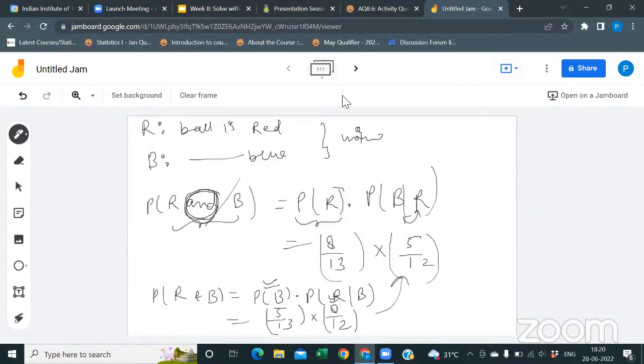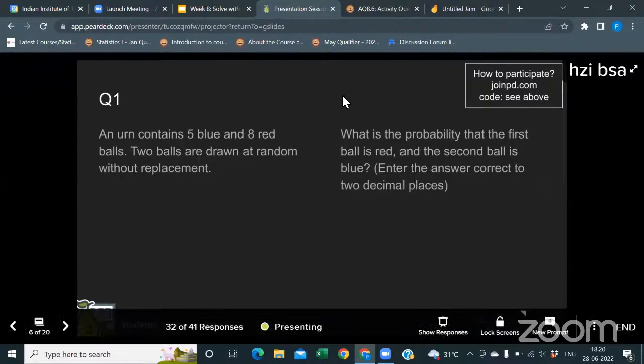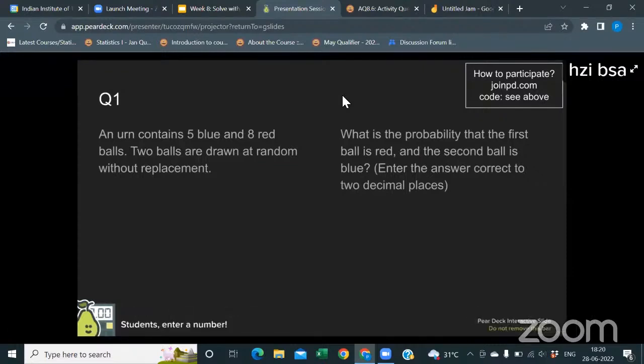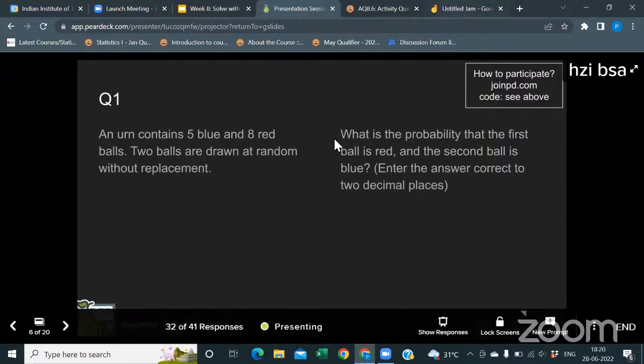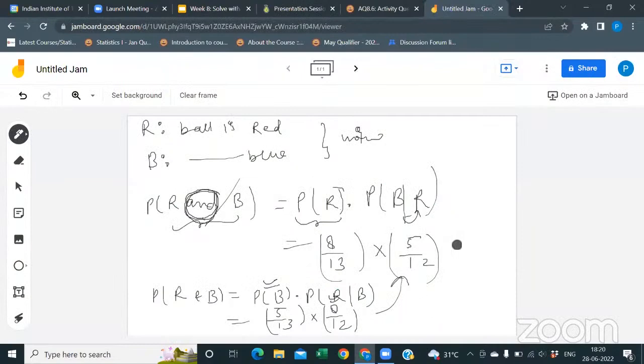Suppose, sir, the question is like first ball is red and second ball is red. Then what will be the answer? I think we would go 8 by 13 into 7 by 12. Is that correct? 8 by 13 into 7 by 12. Yeah, okay. I have a follow-up question, sir, actually.